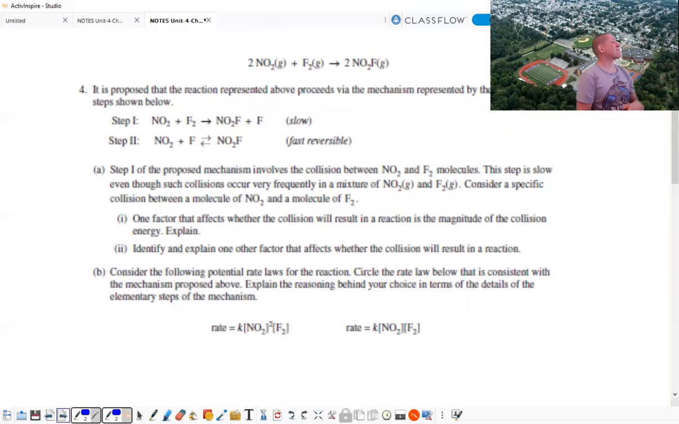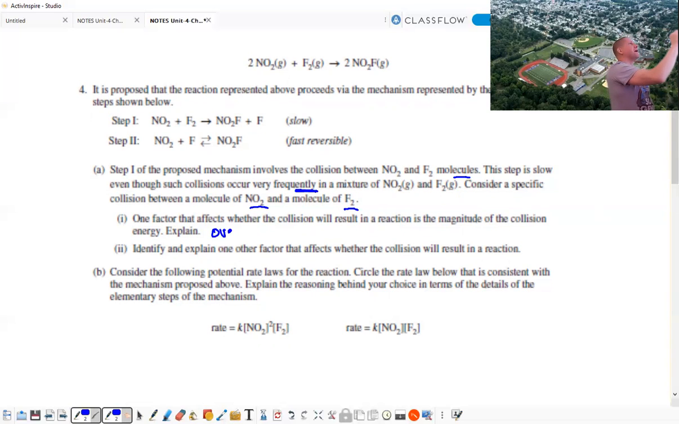All right, last thing. So this is an old AP chemistry question. It is proposed that the reaction represented above proceeds via the mechanism below. So you can see right away we can write the rate law now. Step 1 of the proposed mechanism involves a collision between an NO and an F. This step is slow enough such that the collisions occur very frequently. Consider a specific collision between an NO and an F. One factor that affects whether a collision will result in a reaction is the magnitude of the energy. Explain.